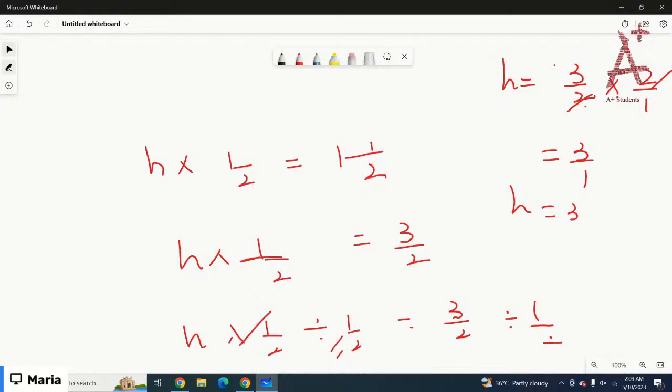Got it? Whenever you are dividing two fractions, you have to replace the division. We are already done with dividing fractions. We know that you need to convert the division sign to multiplication, and you have to reciprocal the term. Reciprocal means you have to interchange the numerator and denominator. Got it? So basically dividing a fraction is the same as multiplying a fraction, but you have to reciprocal the term that is right after the division sign. Got it? So the correct option is h equals 3.